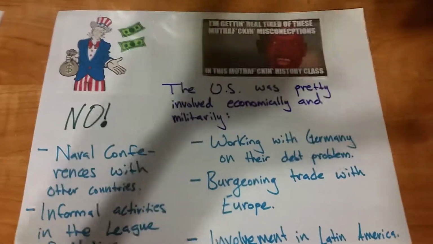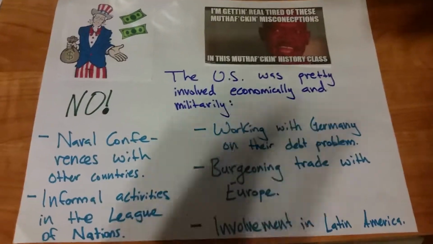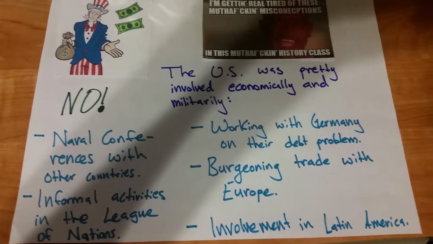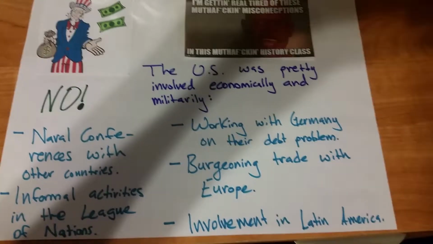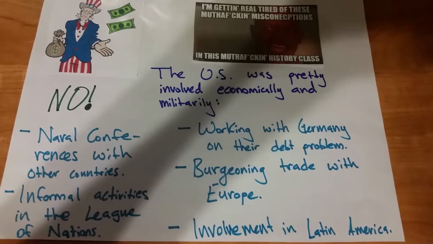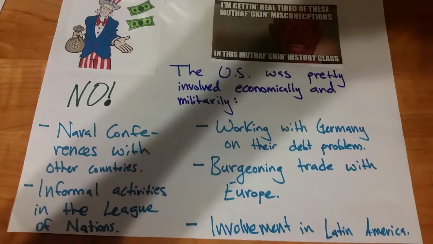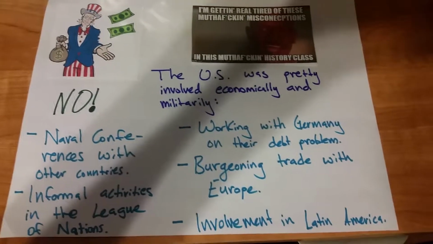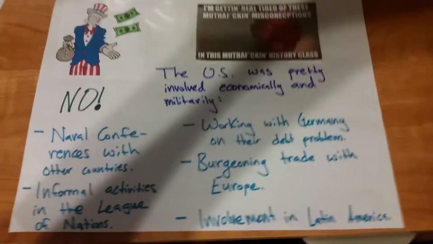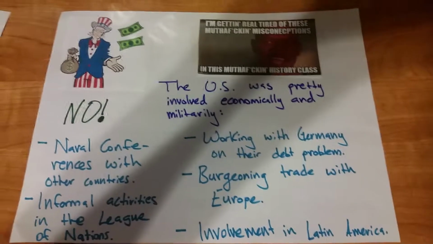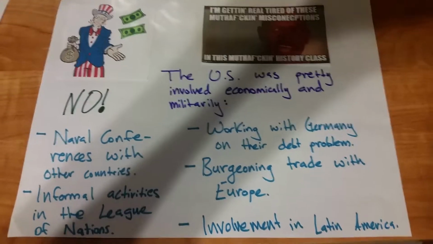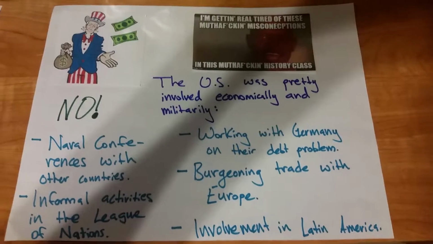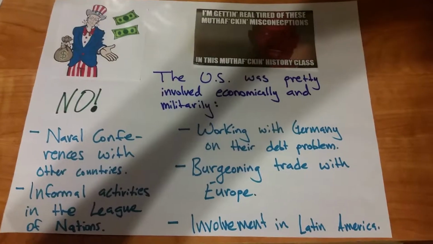We also had very big trade with Europe, because although we didn't want imported European goods, we were all for exporting goods to Europe, and our economy relied pretty heavily on that. We were also involved in Latin America and had naval conferences with other countries to ensure that everyone's individual interest in the Pacific was protected, and that we could all do our thing without any interference from other countries. We were even informally involved in the League of Nations, because although we weren't a member, we did do some things with them on the world stage.